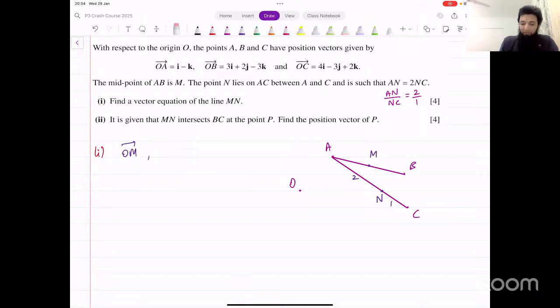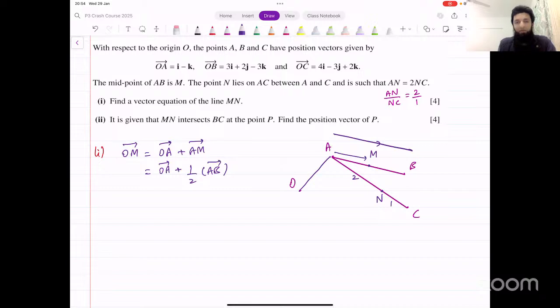Let's start with OM first of all. We have to start from O and reach the point M. We can go from O to A and then from A to M, right? That's one idea. So we can say that's OA, we go from O to A, plus AM. Now OA is given, but AM is not. AM is basically half of AB, right? If this complete vector is AB, AM is just half of that because M is the midpoint.